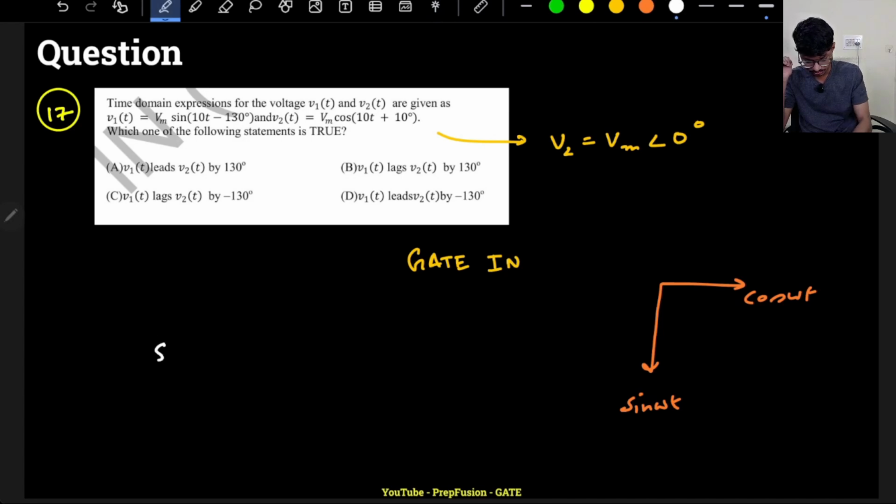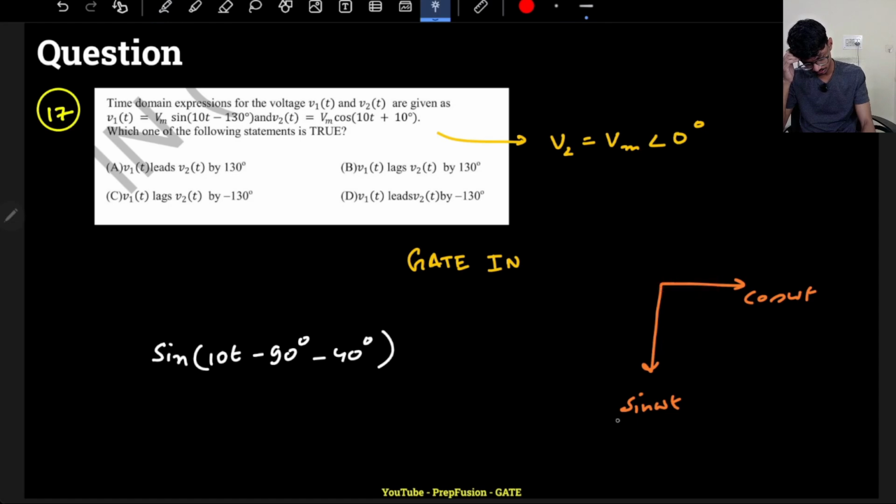So what you will do is write sine of 10t minus 130, so I can write it in terms of minus 130 minus 40, something like this. Minus 90 minus 40, yeah, this is sine. So sine of 90 minus theta will be cos theta. Actually, sine 90 plus theta will be cos theta basically. So this is wrong, I have to add and subtract 90.